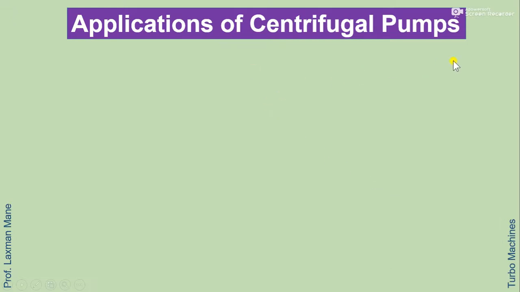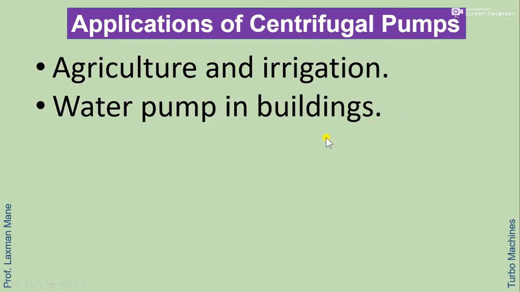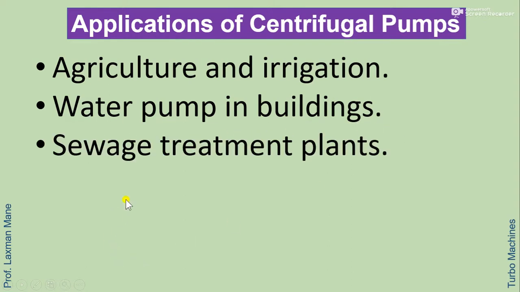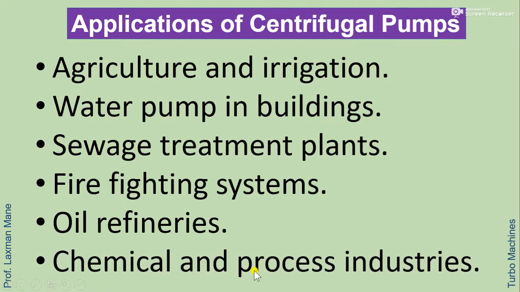Applications of centrifugal pumps. Centrifugal pumps are used in agriculture and irrigation, as a water pump in buildings, in sewage treatment plants, in firefighting systems, in oil refineries, and in chemical and process industries.